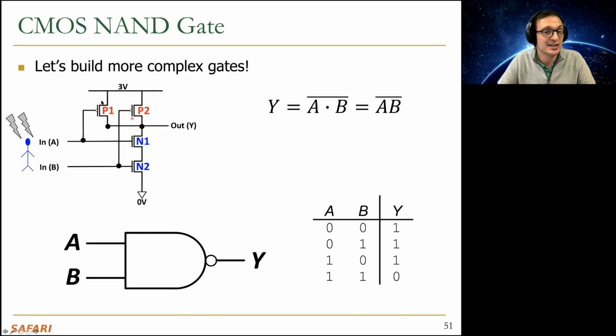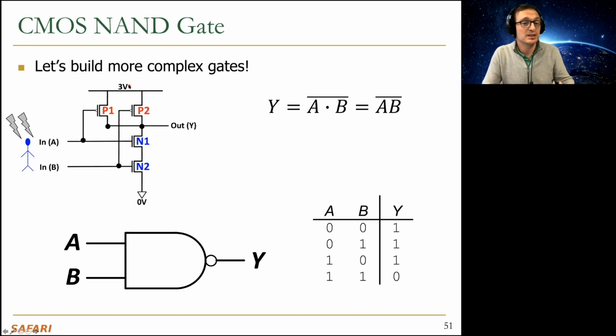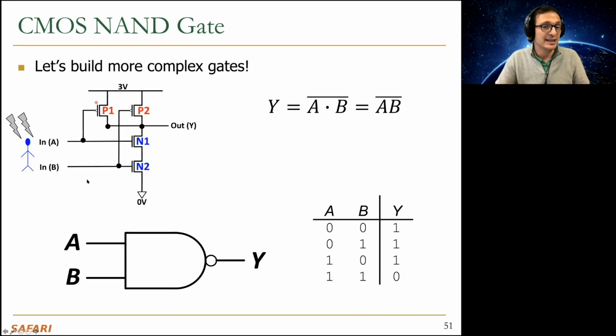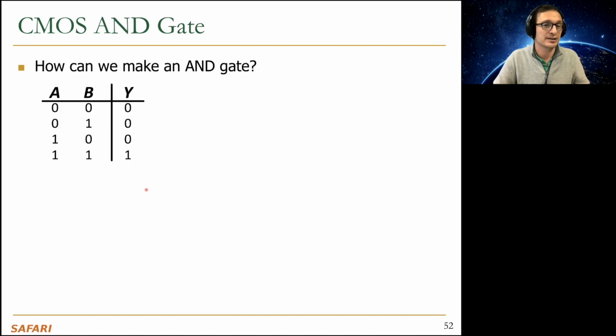You want PMOS transistors connected to 3 volts and NMOS transistors connected to 0 volts, okay? If you put NMOS transistors at the top connected to 3 volts, the transistors will not work very well, because as I said, NMOS transistors are not good at conducting high voltages. That's why we cannot build an AND gate directly using a circuit like this. We start with a NAND, and then we invert that NAND.